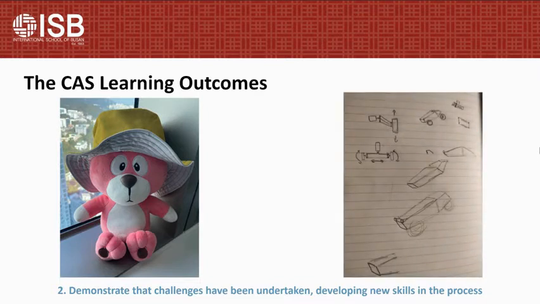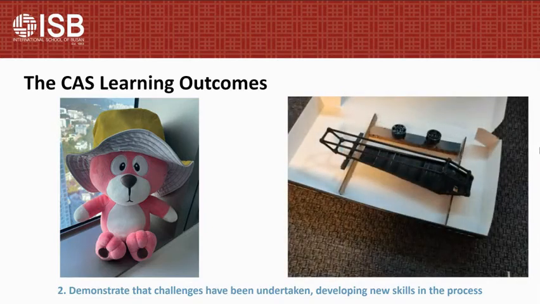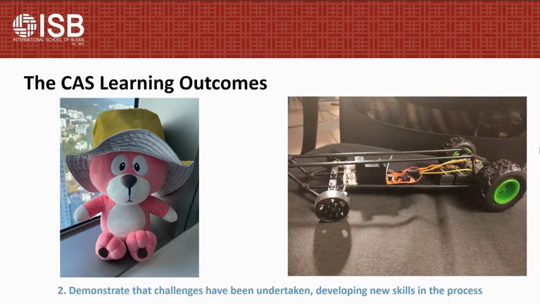Another student wanted to learn about making RC cars, remote control cars. And so they went straight from the drawing phase to the fabrication phase, obviously developing new skills. They were doing 3D printing and stuff like that. And then actually producing an RC car in the end with the electronics and everything.